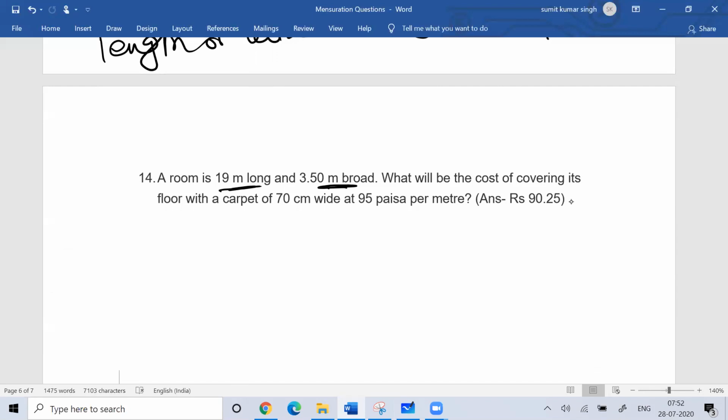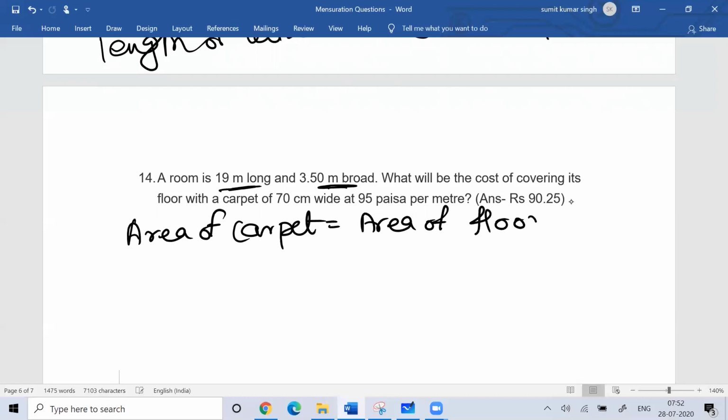Okay, so you can understand the floor, the carpet. The carpet you're putting on the floor, the area of that carpet should be equal to the area of floor. So you need to understand here that the area of carpet should be equal to the area of floor. So the area of floor is 90 into 3.5, I wrote 7 by 2, that is 90 into 7 by 2.